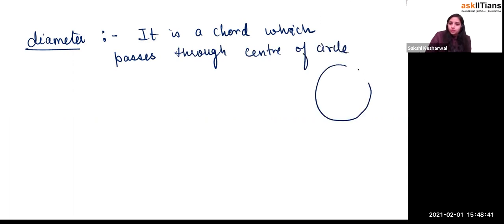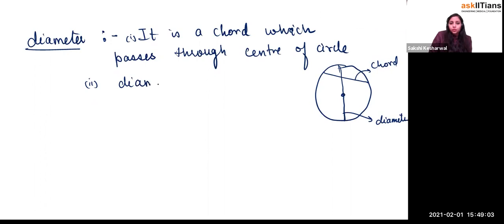So let us suppose I draw a circle. This is a chord, right? This one is a chord, right? Now if I say this is a circle and a chord is passing through the center, what is it? A diameter? Yes or no? This is known as the diameter. This is your first point and this is the second point. So basically, can I say that the diameter is two times the radius? Yes or no?